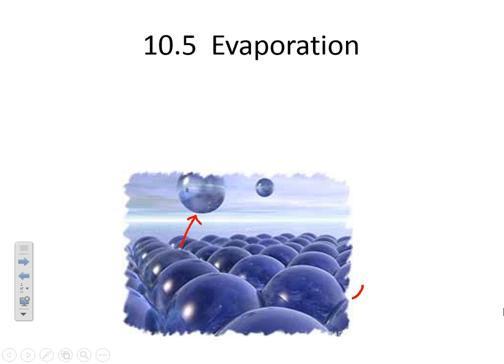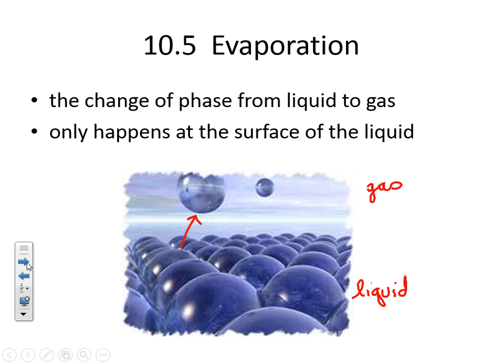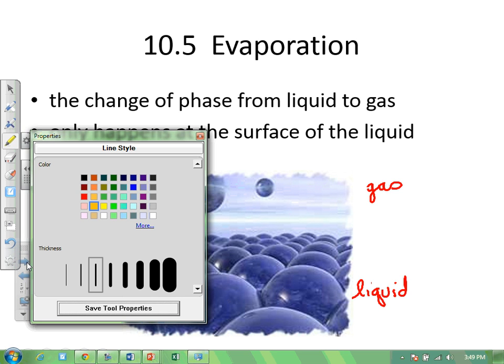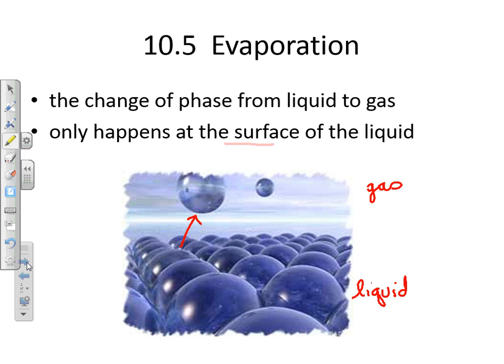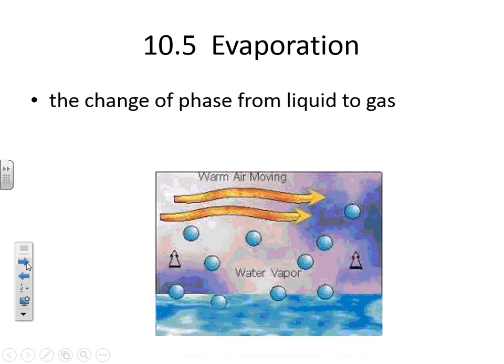So evaporation is when a liquid changes to a gas, and it happens at the surface of your substance. So it's the change of phase from liquid to a gas, and it only happens at the surface of the liquid. And that's an important little bit, so let's highlight it. And only at the surface. So evaporation is that change of phase from a liquid to a gas.